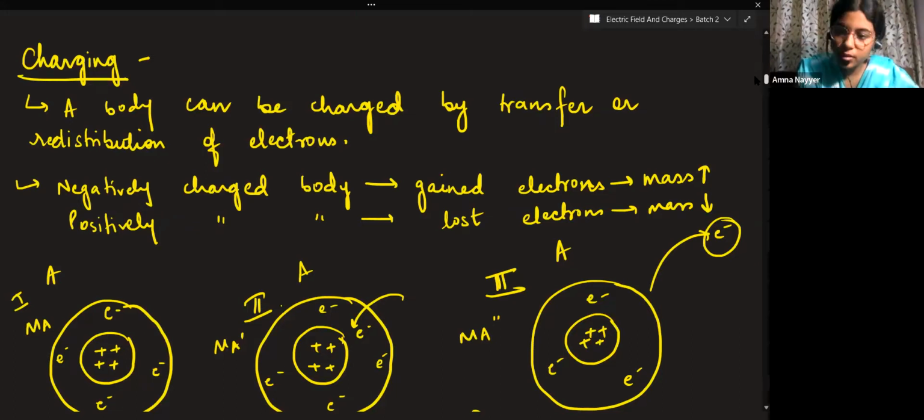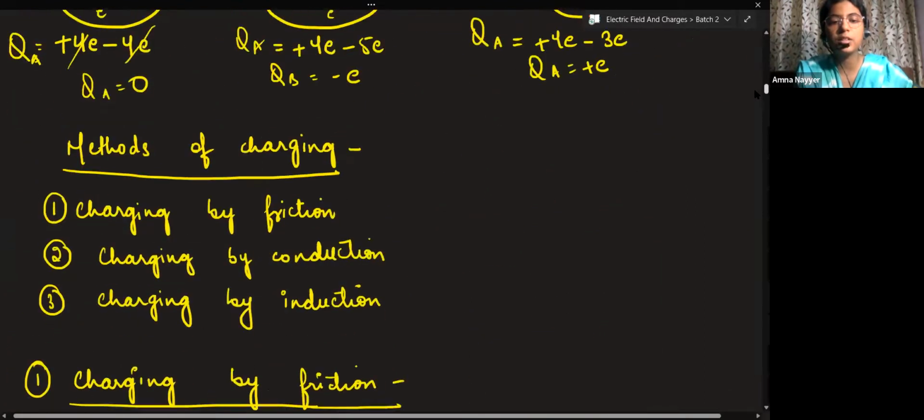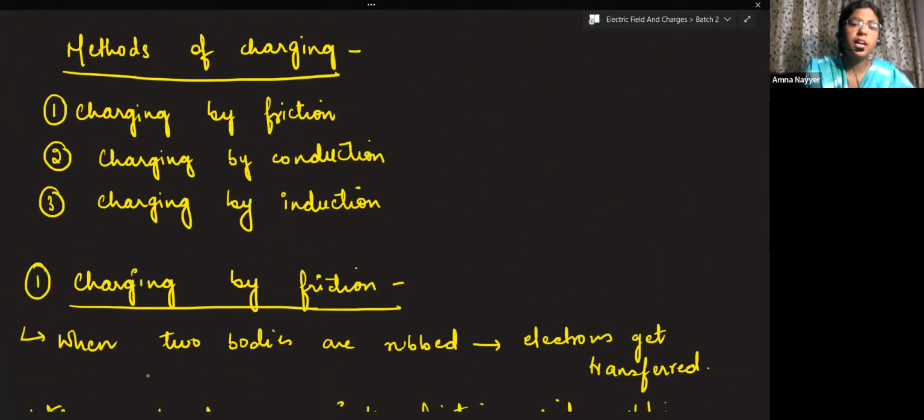So there are various methods of charging. We had started with the very first method, that was charging by friction. Then we have charging by conduction and charging by induction. So we had only started with charging by friction.